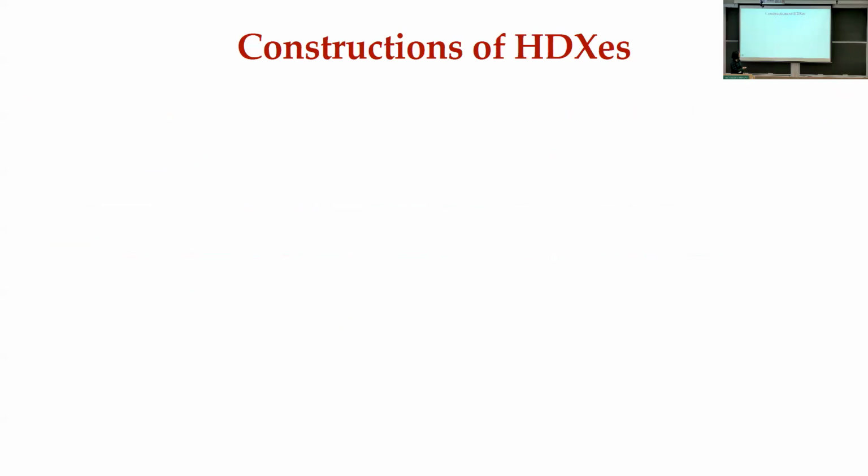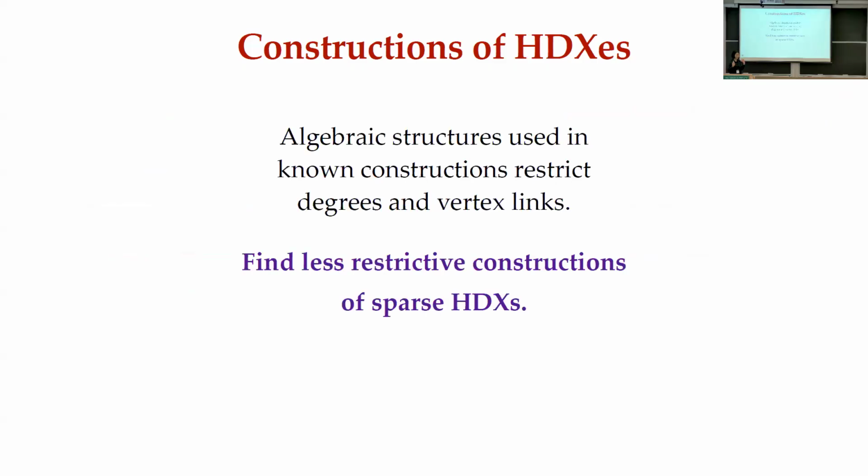And secondly, because of using the group structure, that imposes very rigid constraints on what kind of vertex degree you can pick and what type of links can appear in these constructions. So a very natural open question here is to find less restrictive and more intuitive constructions of high dimensional expanders that also have bounded degree, ideally. That will be the question we'll be tackling in the rest of this talk.